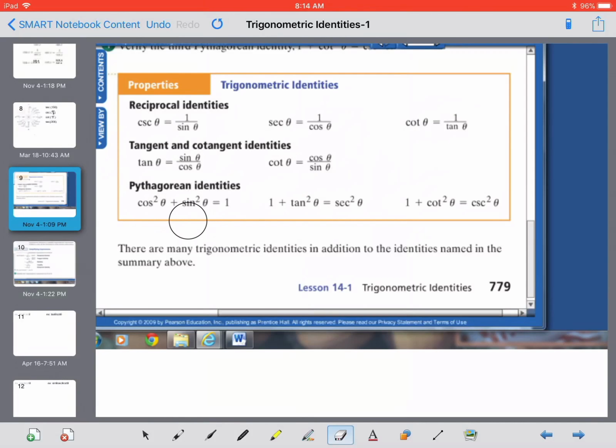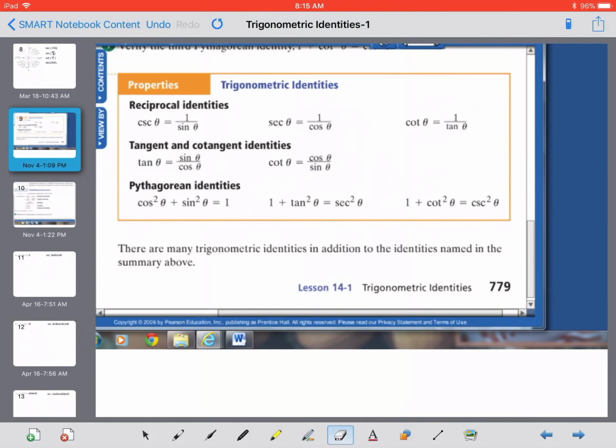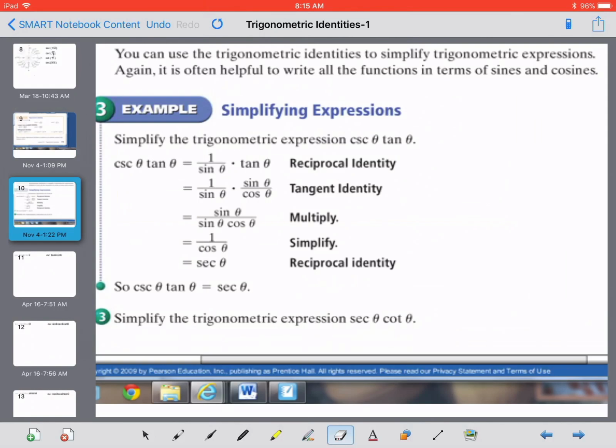Cosine squared plus sine squared equals 1. 1 plus tan squared equals secant squared. And 1 plus cotangent squared equals cosecant squared. These Pythagorean identities you get from the unit circle and the Pythagorean theorem. If you are dying to know how we get these, I can show you at a later time. All right, so I've got an example already laid out for you.